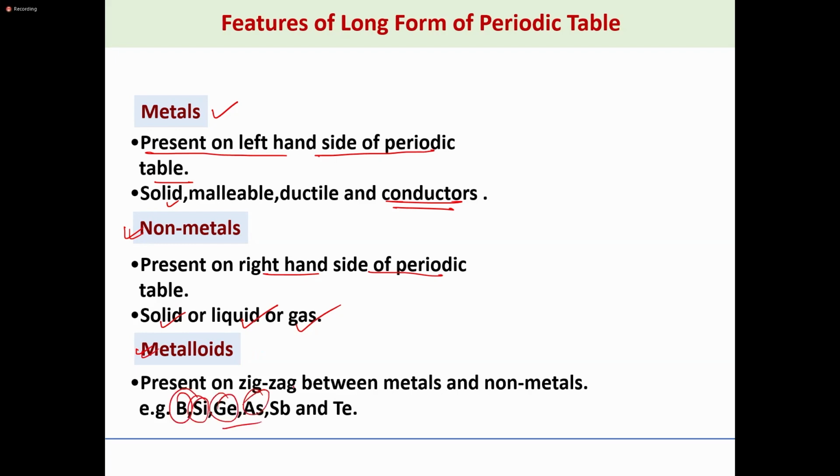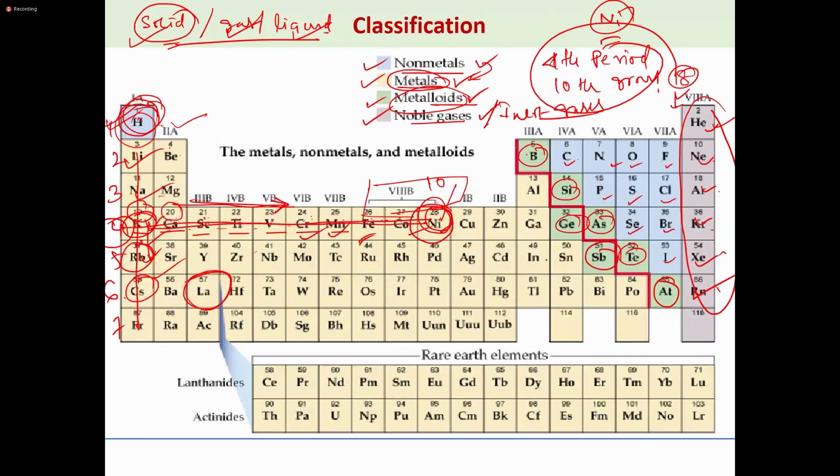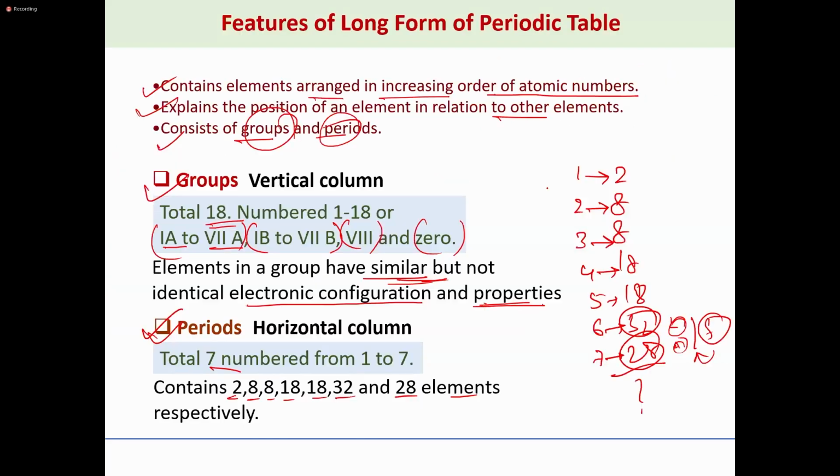So these all are present in the zigzag position. So this is the zigzag position. You can see the zigzag position. In that zigzag position the metalloids are present. Okay. So these are all the other metalloids.